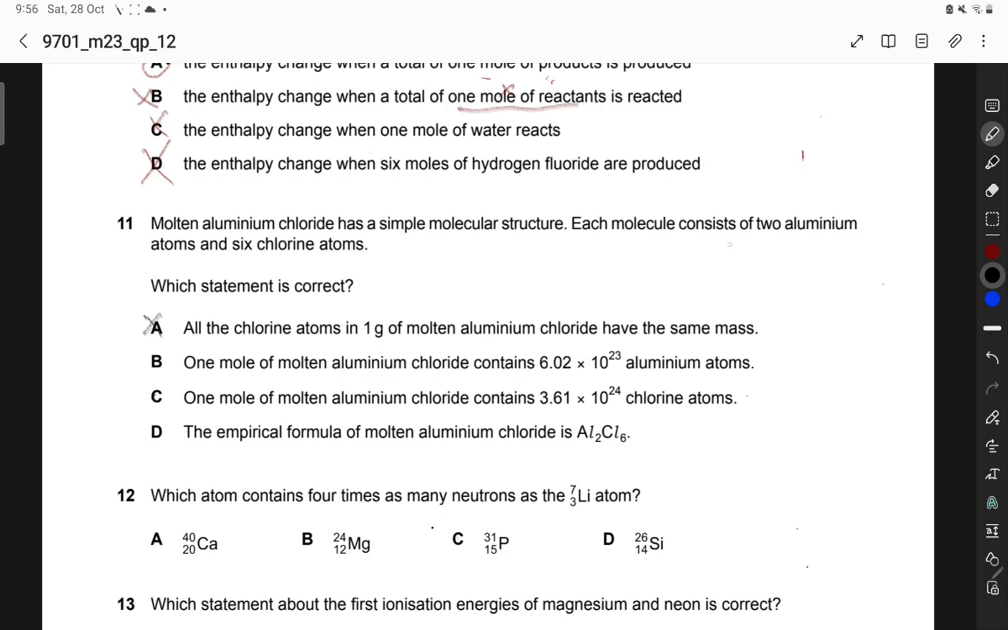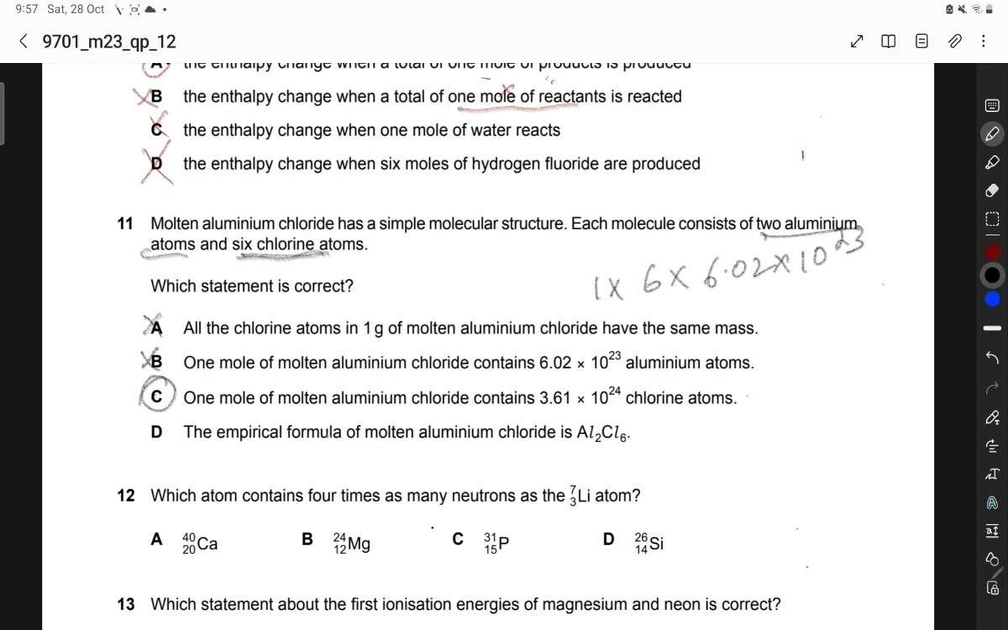So aluminum chloride has 2 aluminum atoms and 6 chlorine atoms. So it is about 1 mole of chlorine atom. So this is also incorrect. 1 mole of aluminum chloride contains 3.61 × 10^24 chlorine atoms. So we have 6 chlorine atoms in the question. So 1 mole of molten aluminum chloride, like 1 × 6 × 6.02 × 10^23. So this option must be correct.